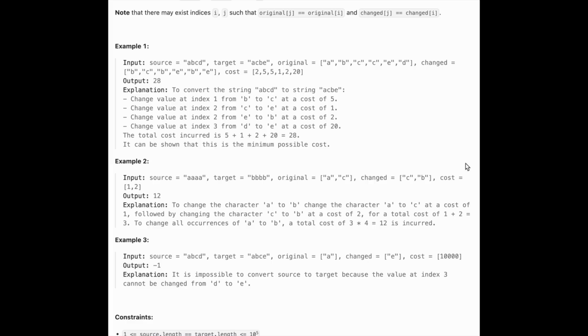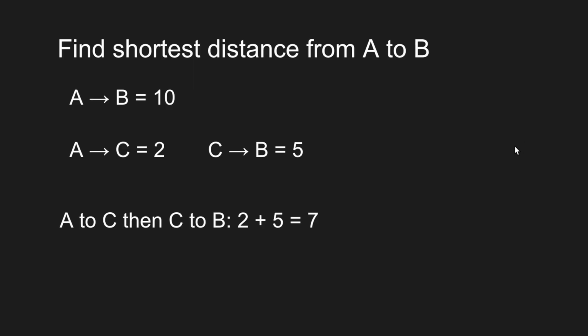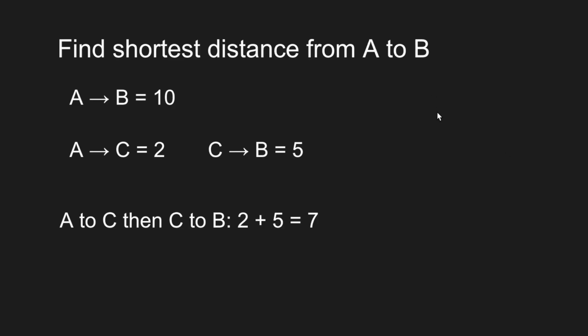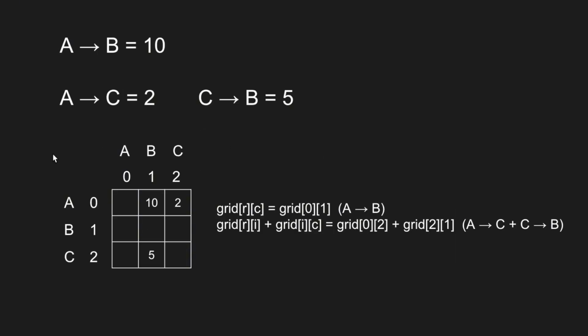So now that we have seen some examples, let's get to how we can solve this problem. In this example, we are basically trying to find the shortest distance from one letter to another letter for each letter in the string. And as you can see, the straightforward conversion is not always the smallest cost. It will cost less to convert A to C first, then C to B, and that will cost 7.